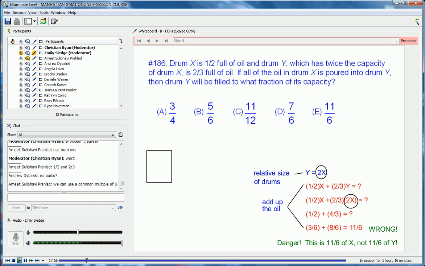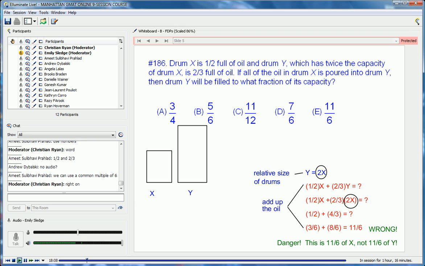And by the way, here's just a little tip. Anytime they talk about something that's realistic, draw it, because even a picture alone would help quite a bit here. So I visually can track the fact that Y is twice as large as X. I don't run any risk of confusing which one's the bigger one and which one's the smaller one.